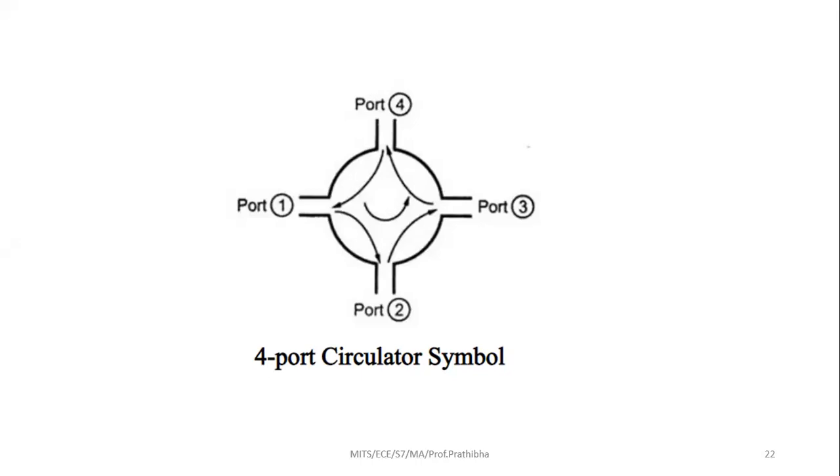Circulator is also a ferrite device. The circulator's functioning is very, very simple. It's a 4-port microwave device. So it has a very peculiar property, isn't it? That each terminal is connected to the next in the clockwise terminal. So port 1 is connected to port 2 only, and port 2 is connected to port 3 only, port 3 is connected to port 4 only.